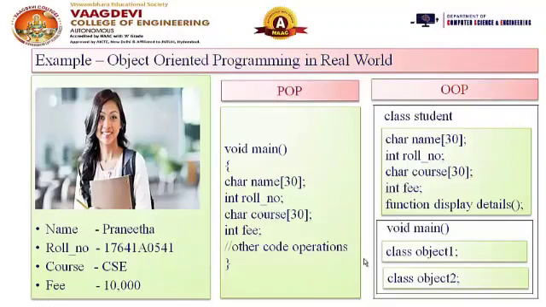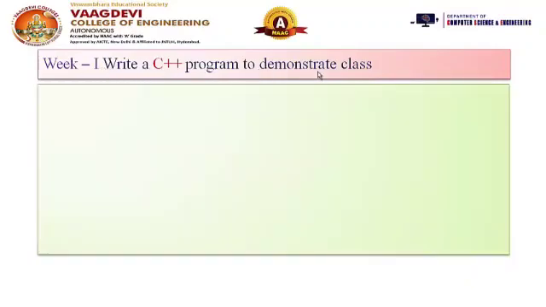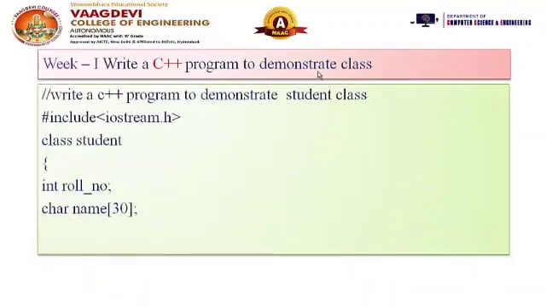Now, let us see a program to demonstrate the student class. This is a week 1 program in data structures through C++. The C++ program begins with #include <iostream.h>. It is a predefined library function. The header file iostream should be included at the beginning of all C++ programs that use input-output statements.